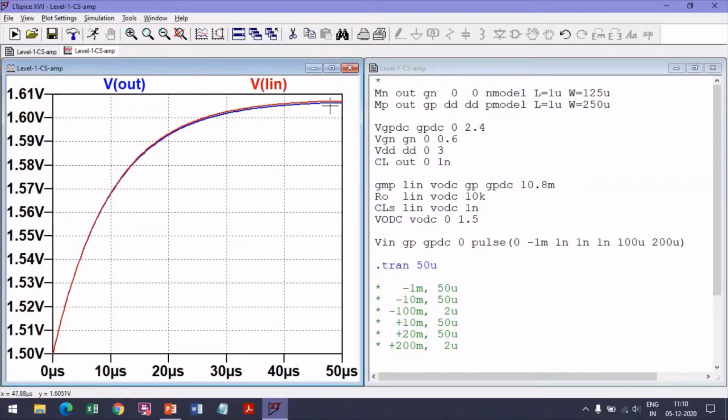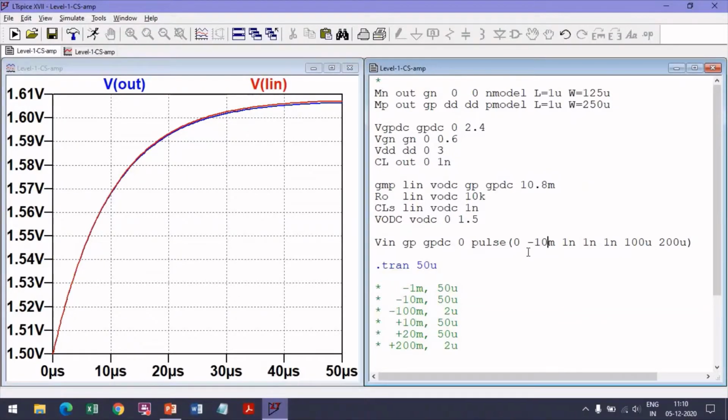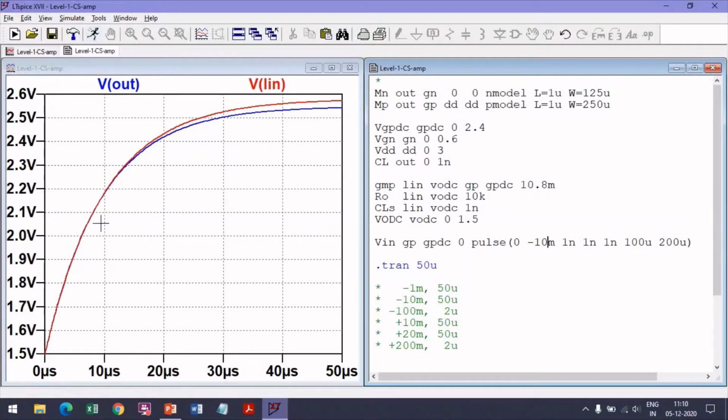That is because the input step is small. Let us make it -10 millivolts and run it again. There is a slight difference, but still basically the same. Both of them are overlapping with each other completely. Now let us apply -100 millivolts, so that is 0.1 volt, and now the time required is small. So let us run it now.